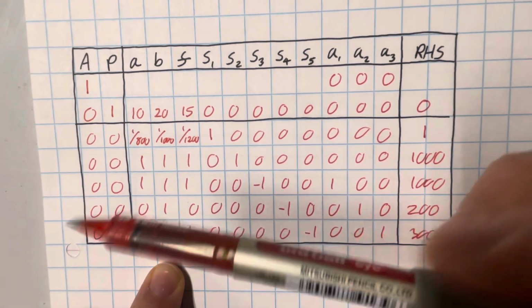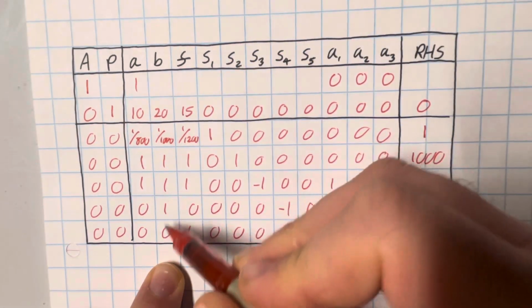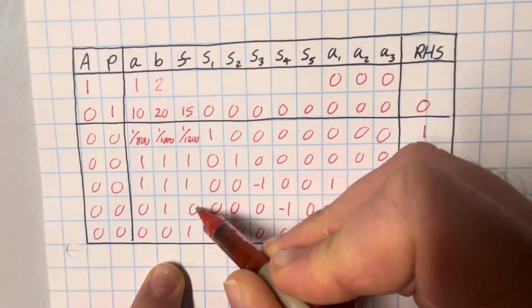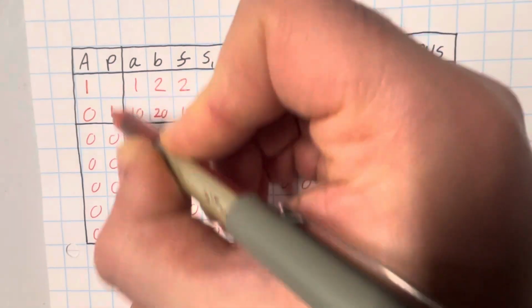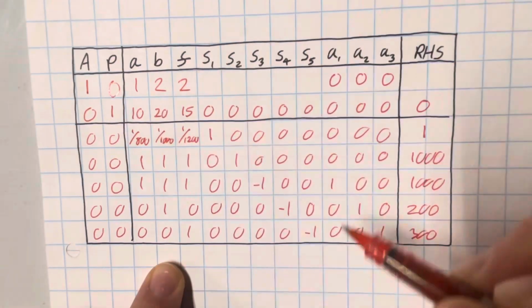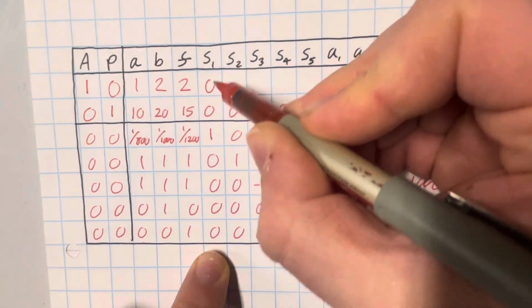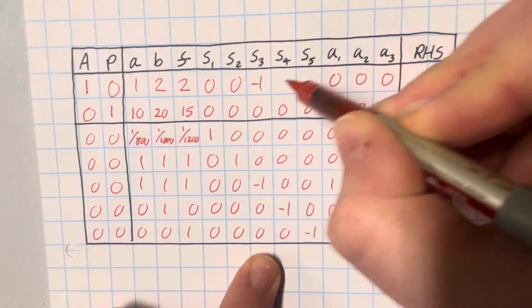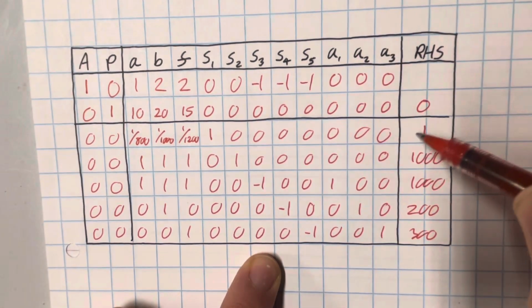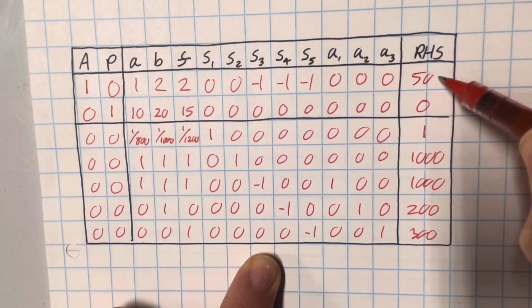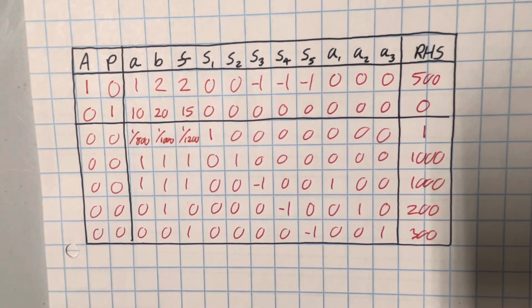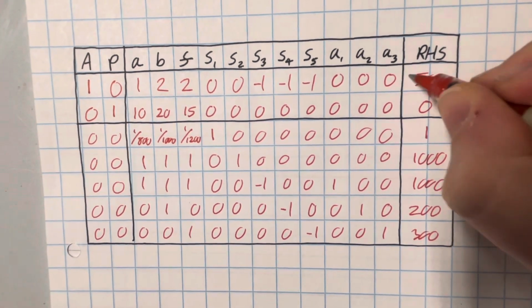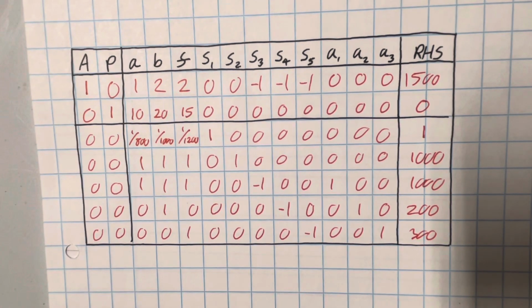So 1 plus 0 is 1, 1 plus 1 plus 0 is 2, 1 plus 0 plus 1 is 2, and 0 plus 0 plus 0 is 0. And then I'm going to get 0 there, a 0 there, a minus 1 there, minus 1 there, minus 1 there, and I'm going to get 500 there. Okay. Oh no, I'm not going to get 1,500 there. Okay. So that is my initial tableau.